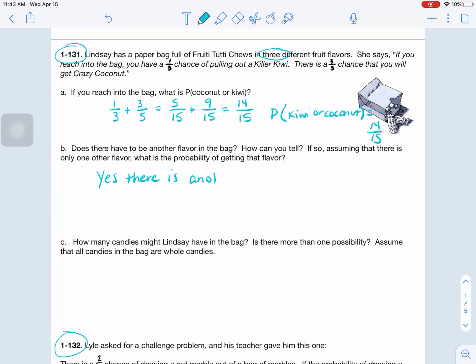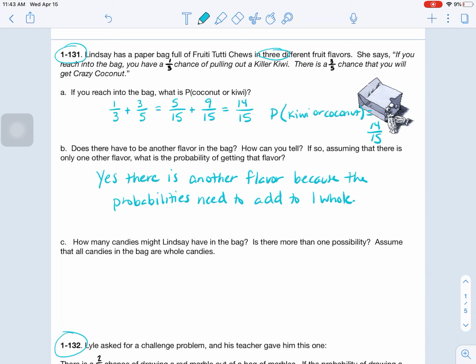So we're going to say on here, yes, there is another flavor because the probabilities need to add to 1 whole. Okay, awesome. So I know for sure that the probability of whatever that 3rd flavor is only going to be 1/15.